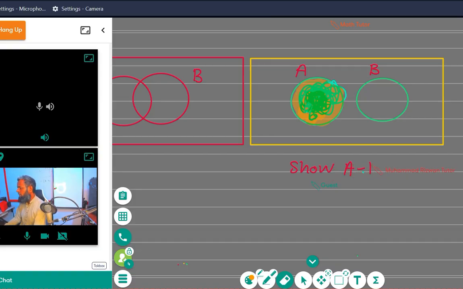Now I will say show B minus A. Here they are disjoint sets, they have no common elements, nothing is common. Here some elements are common, so they are overlapping sets. Overlapping sets have something common. Can you show B minus A?